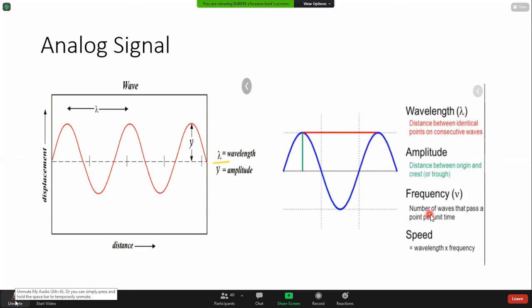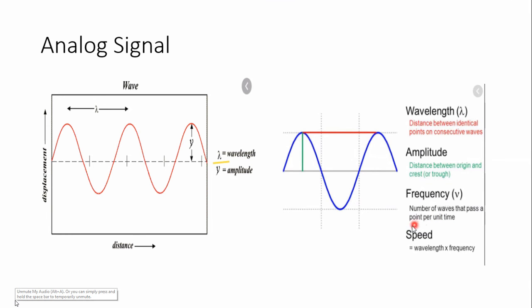Frequency. Frequency means the number of waves that pass a point per unit of time. The formal unit of measuring frequency is per second. You can also find it per minute. That means per minute or per second, how many waves you are getting, that is called the frequency. Frequency is denoted by f. Then there is speed. Speed is calculated as wavelength multiplied by frequency. Clear, everyone?